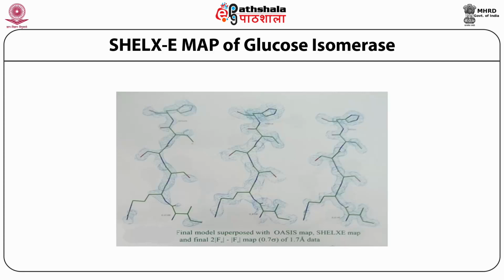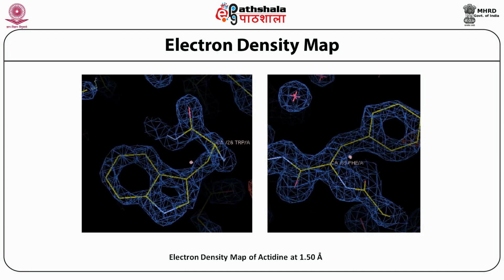validating the efficiency of Y-axis and SHELX programs. This shows the electron density map of actidine at 1.5 angstrom. This shows how clearly the map will look when you have this atomic resolution. At each peak we have a bulge of the electron density.